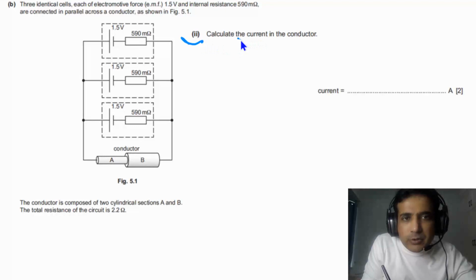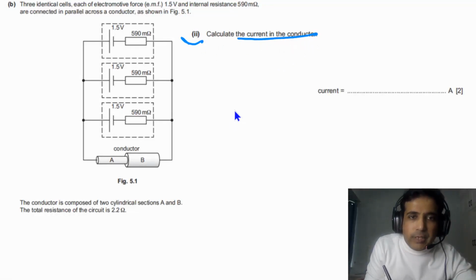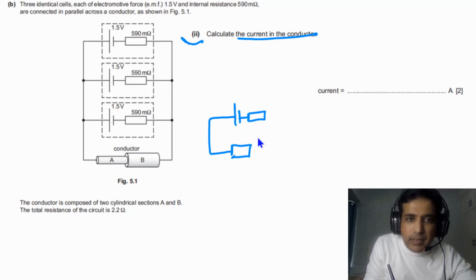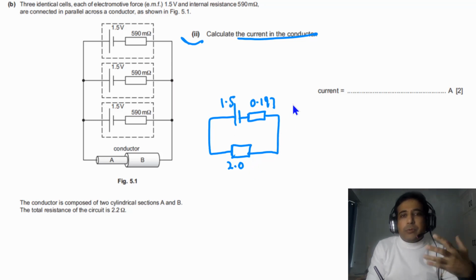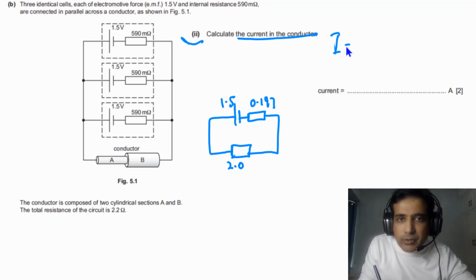For the second part, we need to calculate the current in the conductor. We have already discussed that we can replace this circuit with one simple circuit. So we can take one cell and replace this resistance with r total, which we have discussed was equal to 0.197, and this resistance we have calculated was equal to 2.0, and this cell EMF is 1.5. Now we simply need to calculate current. So current will be equal to V divided by the total resistance of this circuit, that is equal to 2.2.